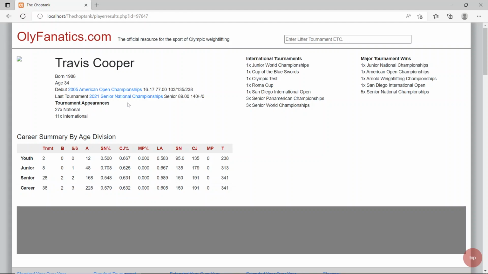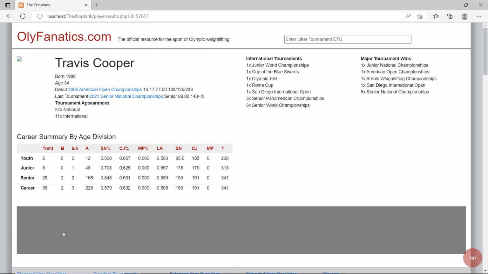For our purposes, we have data through 2021 for this demo that you're seeing here. We have the number of tournaments that he appeared in, both national and international, through 2021. We also have the number of international tournaments that he competed in and the number of times he did so, and major tournament wins.